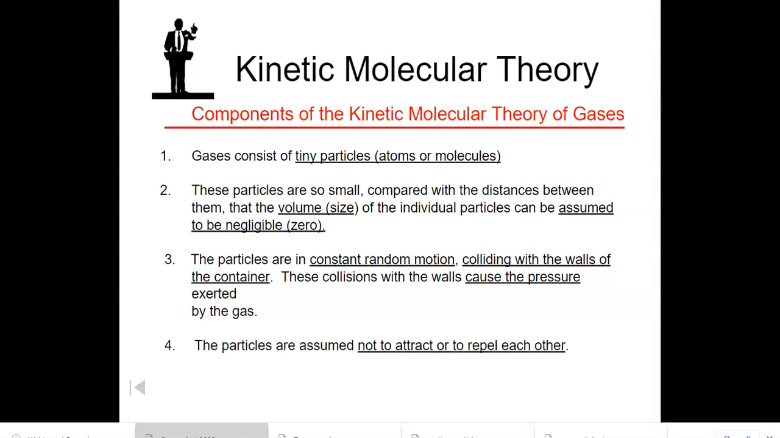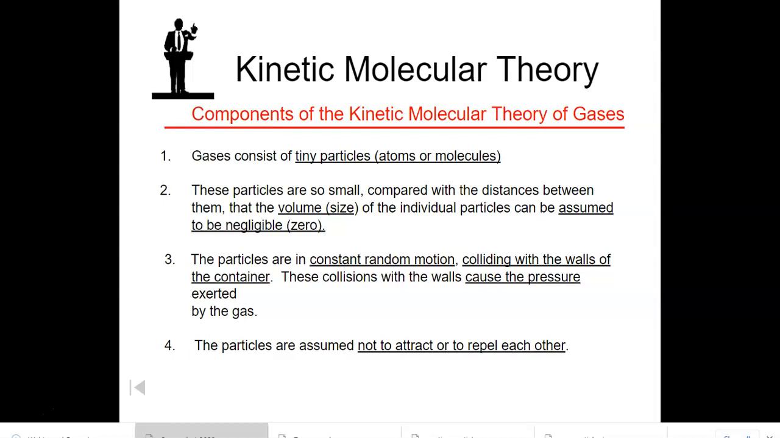Gases don't have anything to attract or repel each other. So we're saying that they have neutral charges, okay? So they're not going to be attracted to each other, which means they're not going to stick together. And they're not going to repel each other, which means they're not going to go apart before they actually hit each other. So gases will interact with each other, but they won't stick together and they won't repel each other away, okay?